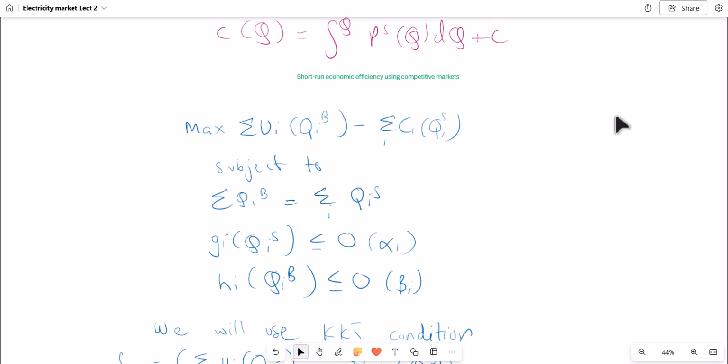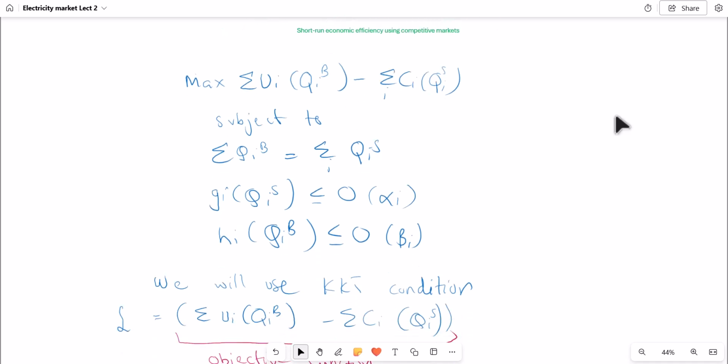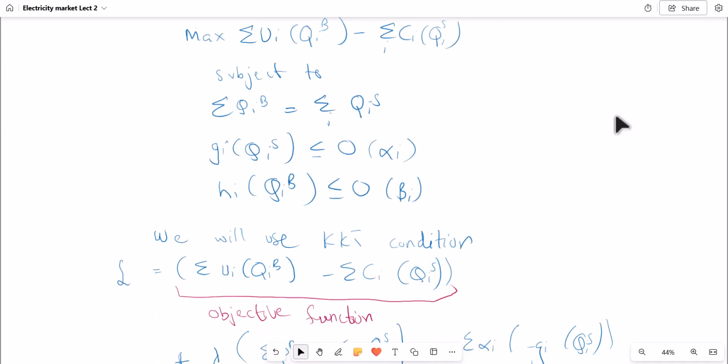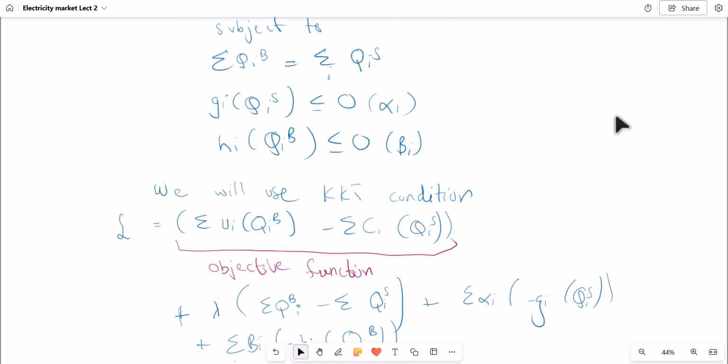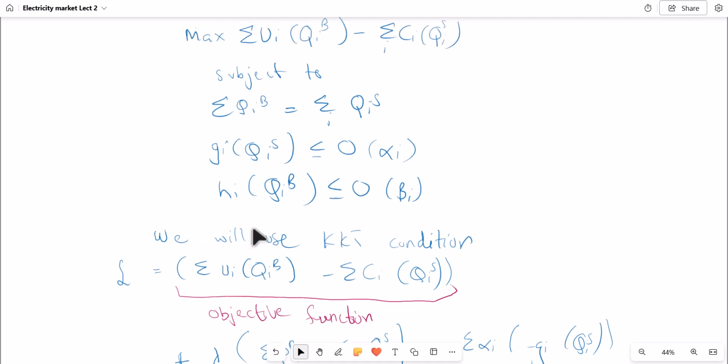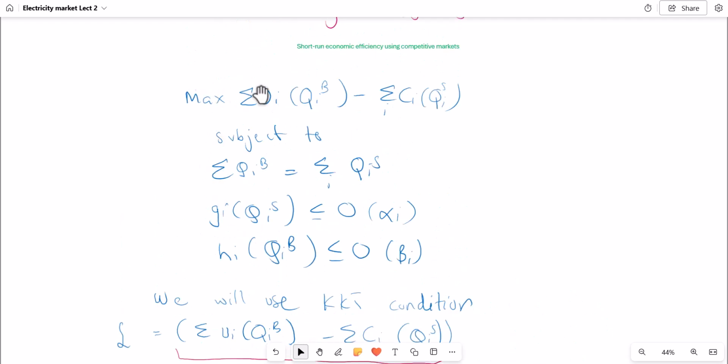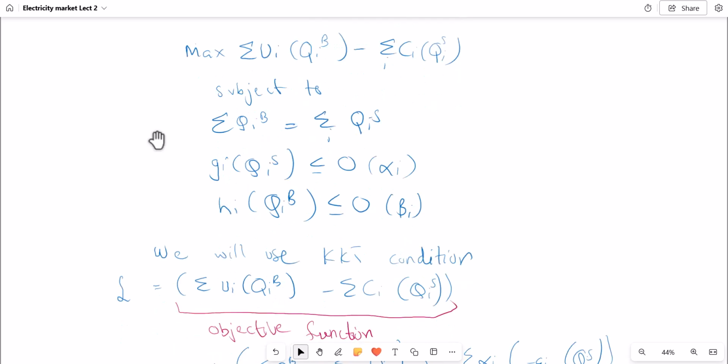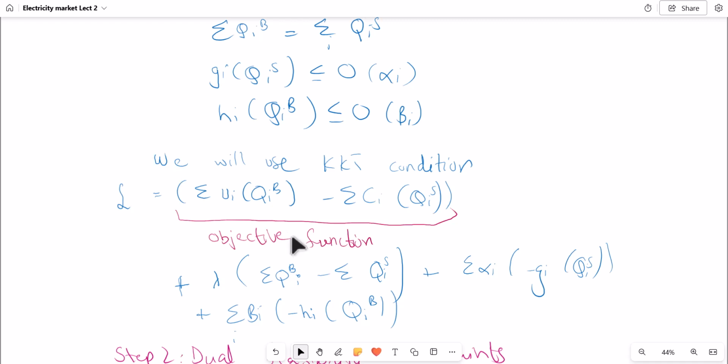And so what constraints will there be? The first constraint is that the buying quantity must be equal to the selling quantity, and also the alpha and beta show some of the constraints on the supplier and the buyer side. So we will use the KKT conditions, and in the KKT conditions first we get the objective function. As we can see, this is the objective function, and as this is maximization we will add the rest of the constraints like this, plus lambda, plus summation alpha i, and plus lambda b.